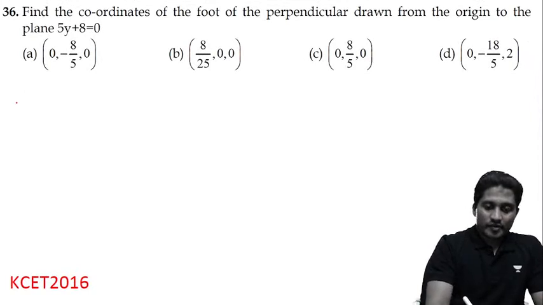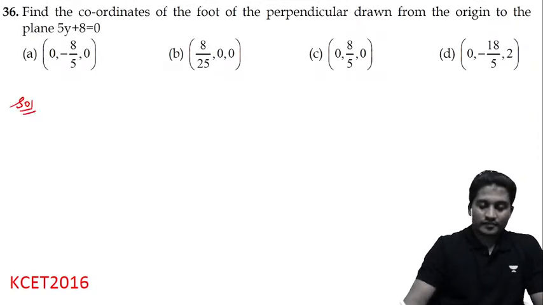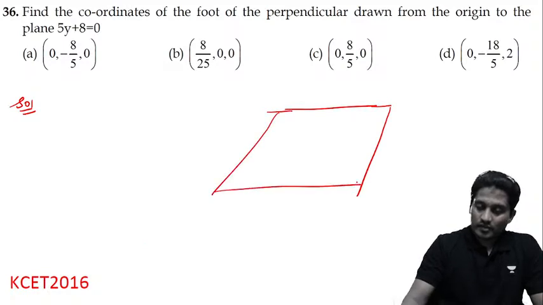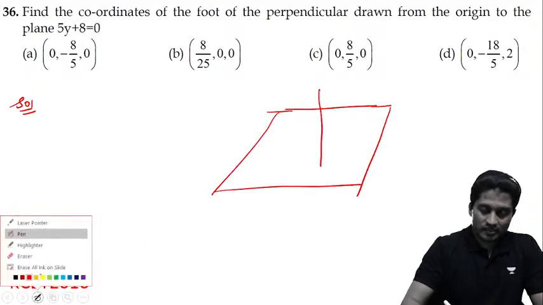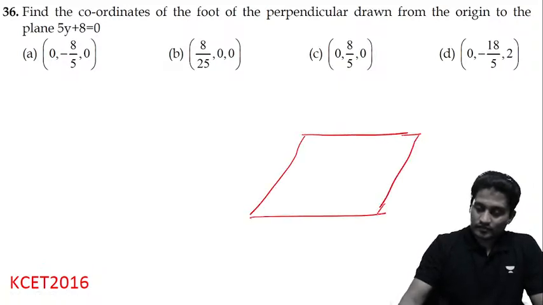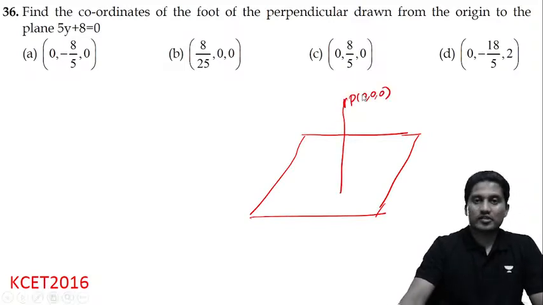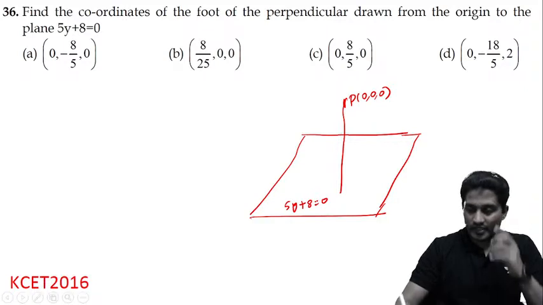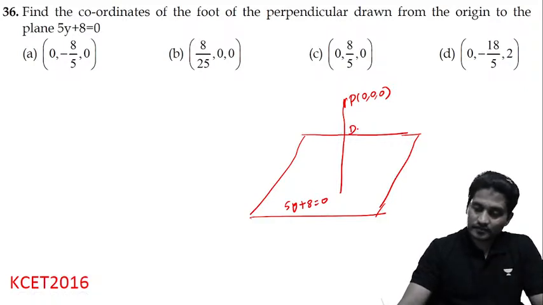Find the coordinates of the foot of the perpendicular drawn from the origin to the plane. Okay, now this is the foot of the perpendicular. Coordinates of the foot of the perpendicular drawn from the origin 0, 0, 0 to the plane 5y plus 8 is equal to 0. Right? So the DRs of the normal to the plane are 0, 5 and 0, the direction of the perpendicular.